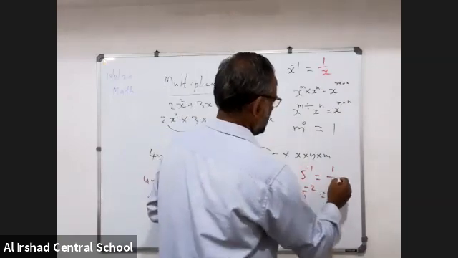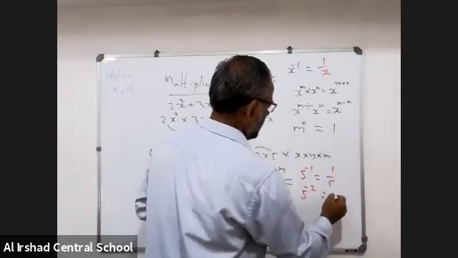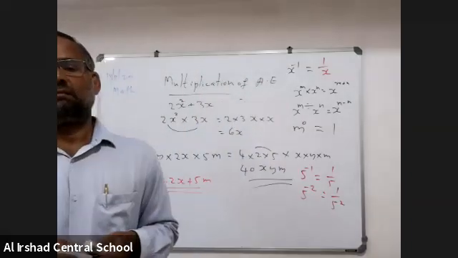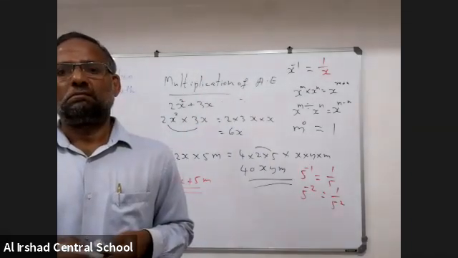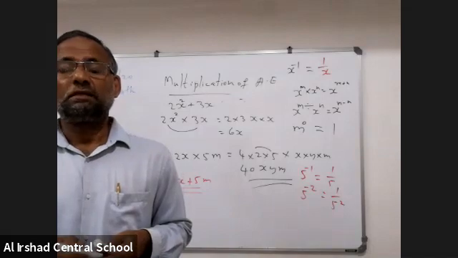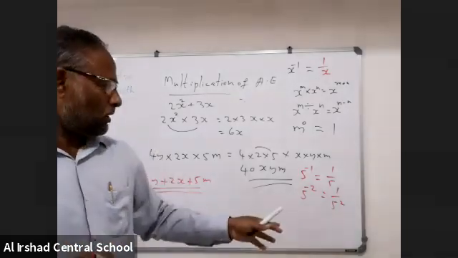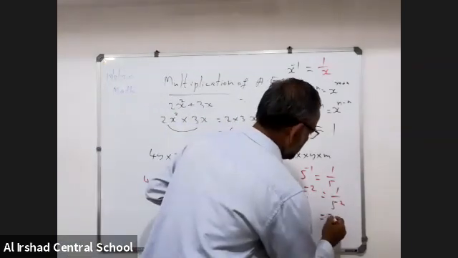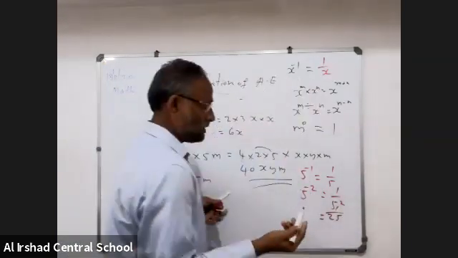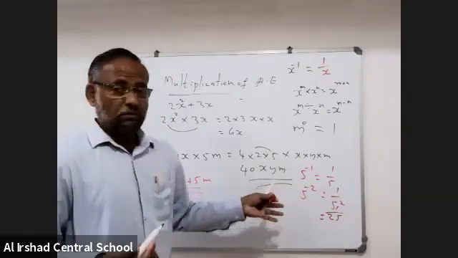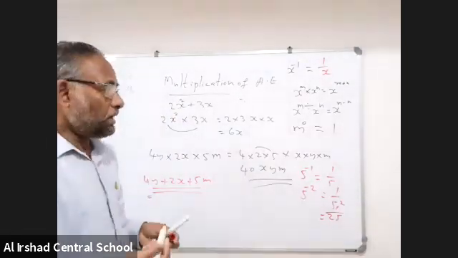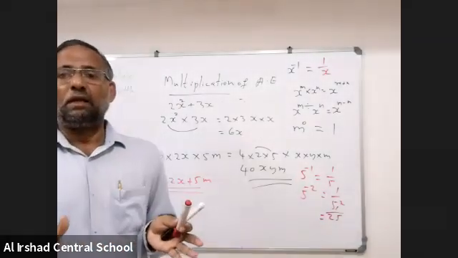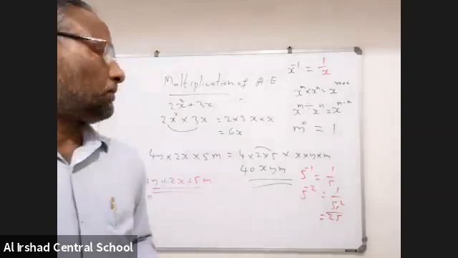5 inverse 1 is 1 by 5. 5 inverse 2 means 1 by 5 squared, which is 1 by 25. So small. 5 squared is big, 25. But 1 by 25 is like cutting a chocolate into 25 parts and taking 1 part only. That is 1 by 25.